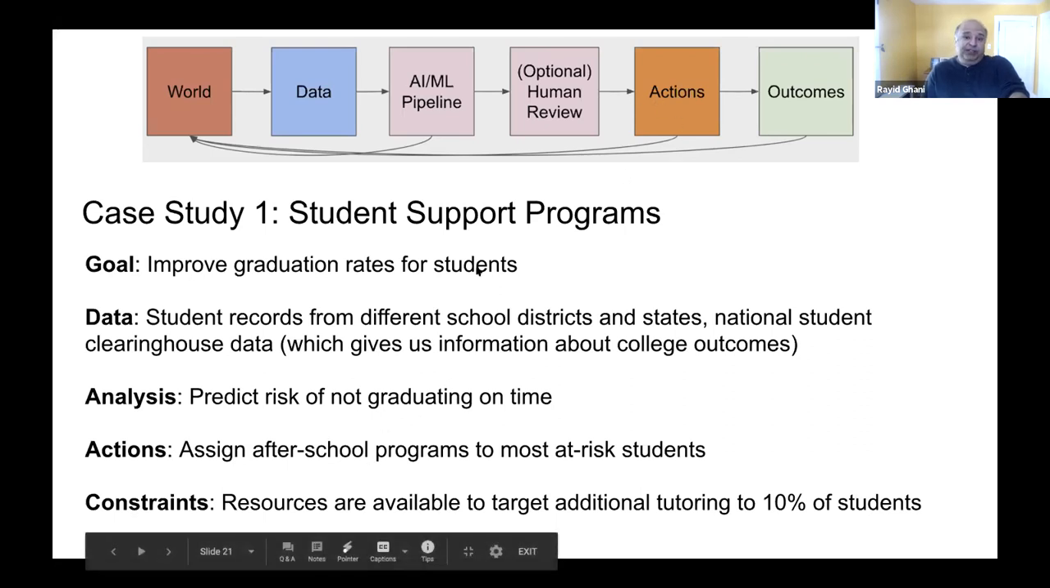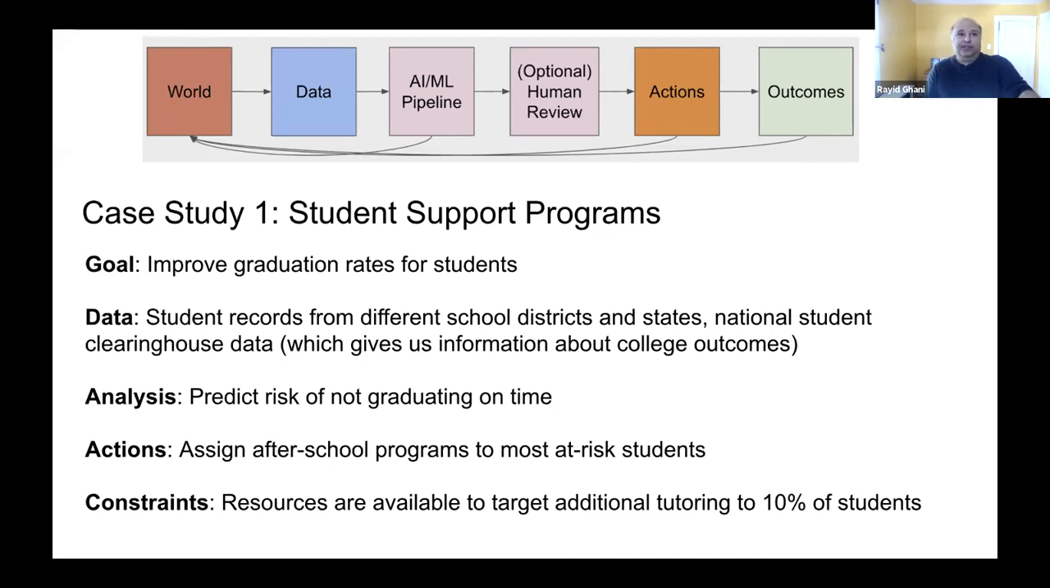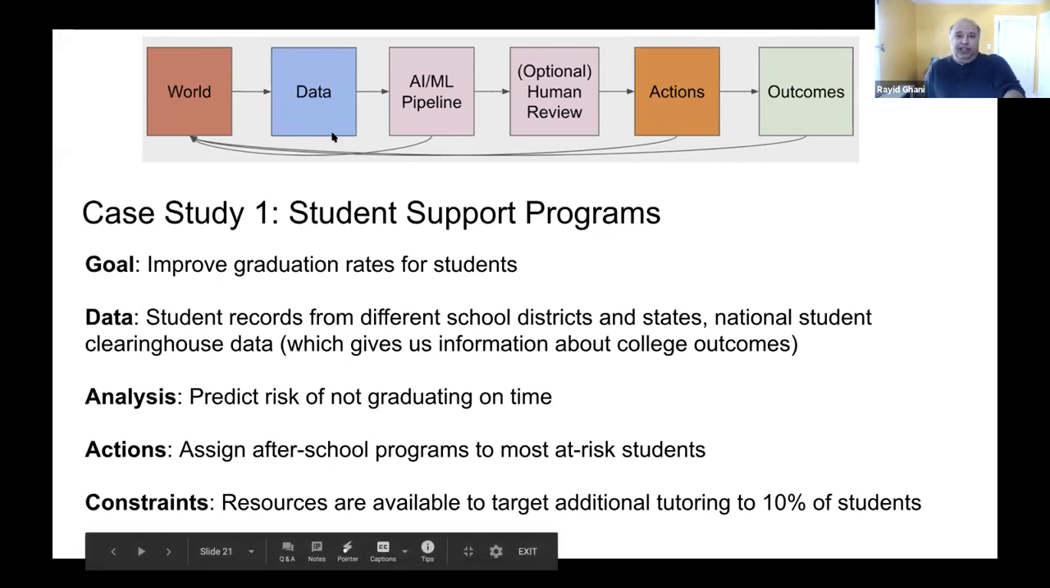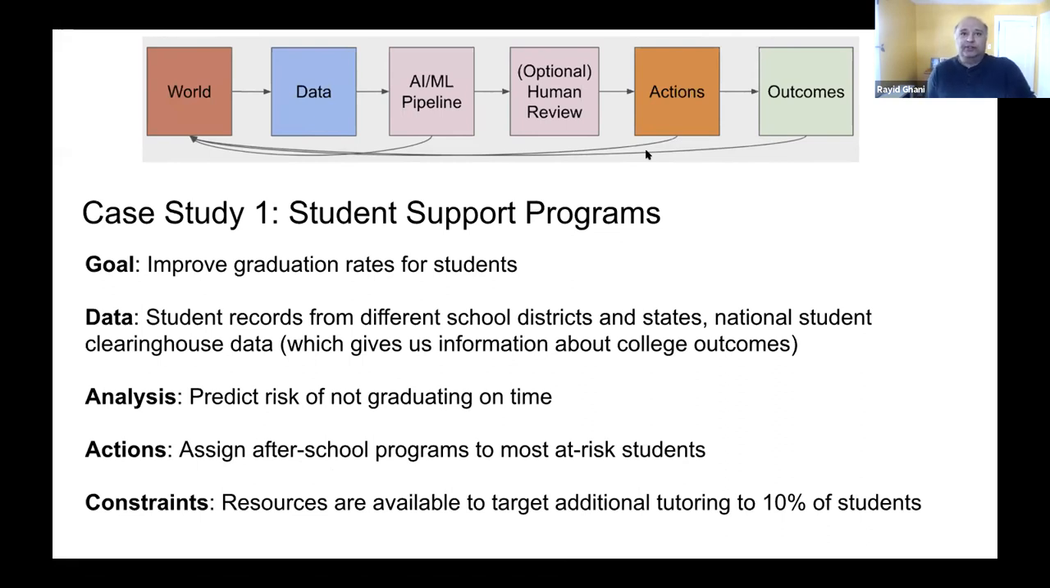And then on the actions piece, the same thing applies. We're assuming here that this after-school program is magic, where you put students into this program and they graduate. It may be that some programs are more effective than others for certain types of students. So again, you might have good data and good analysis, and then you put them into this program and only certain types of students do well because the program was designed for them. We're going really quickly, but you go through each step.